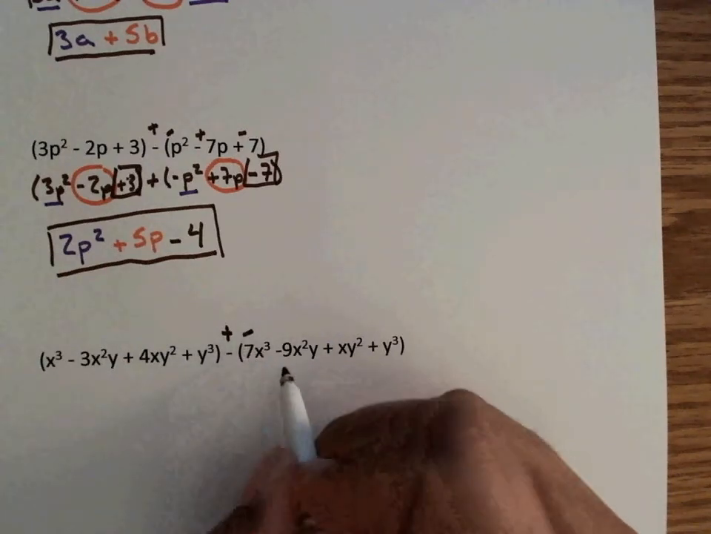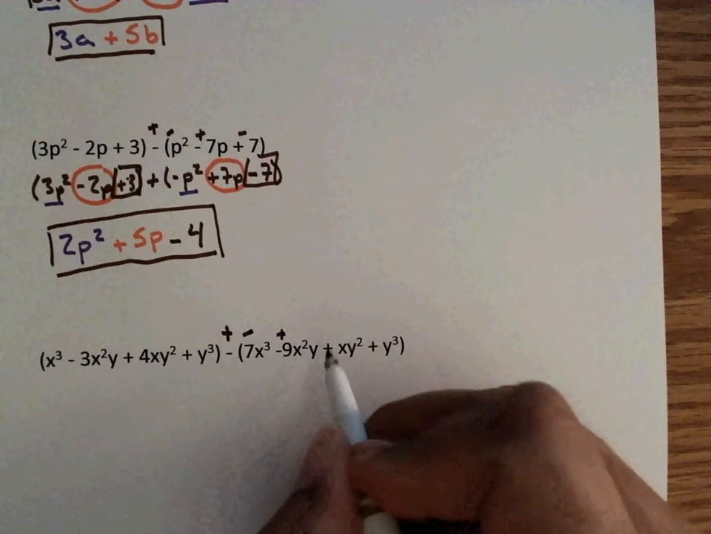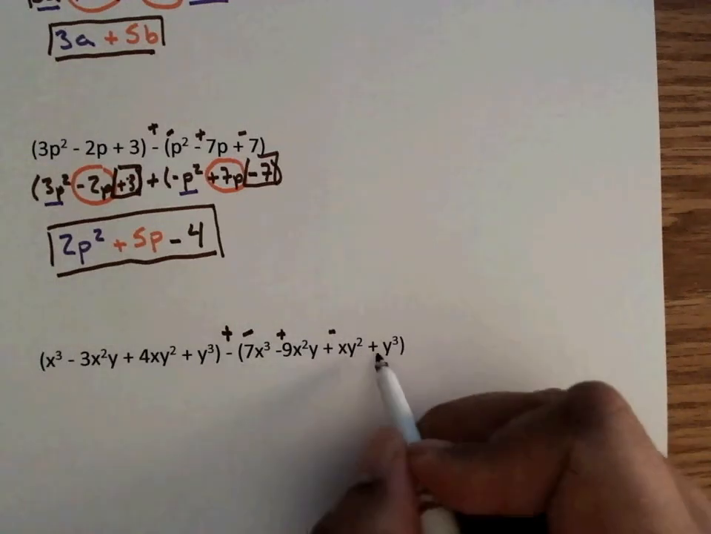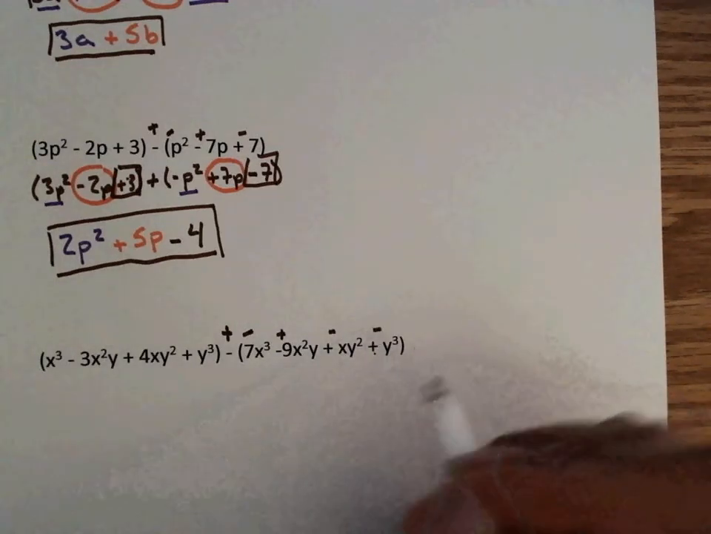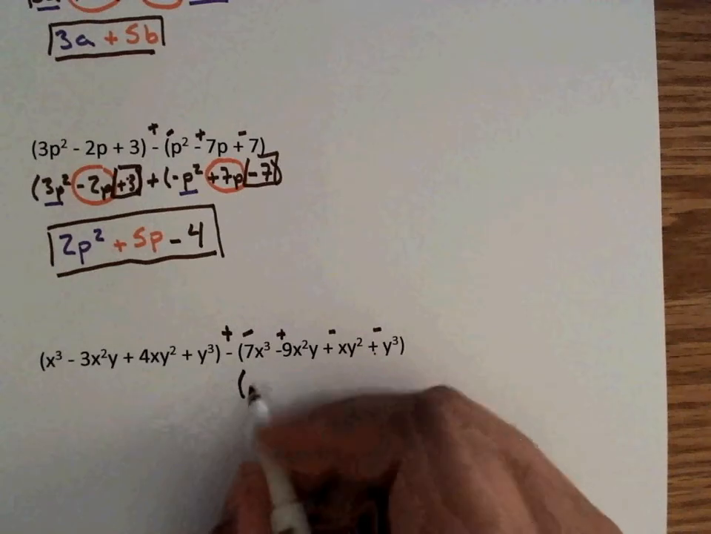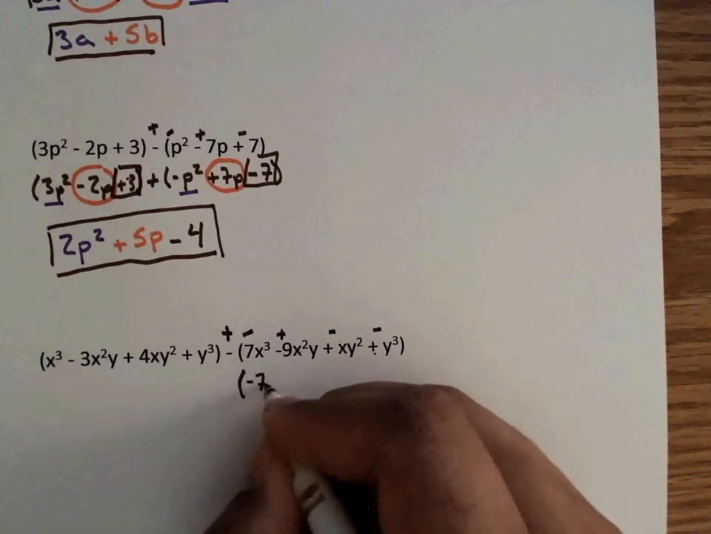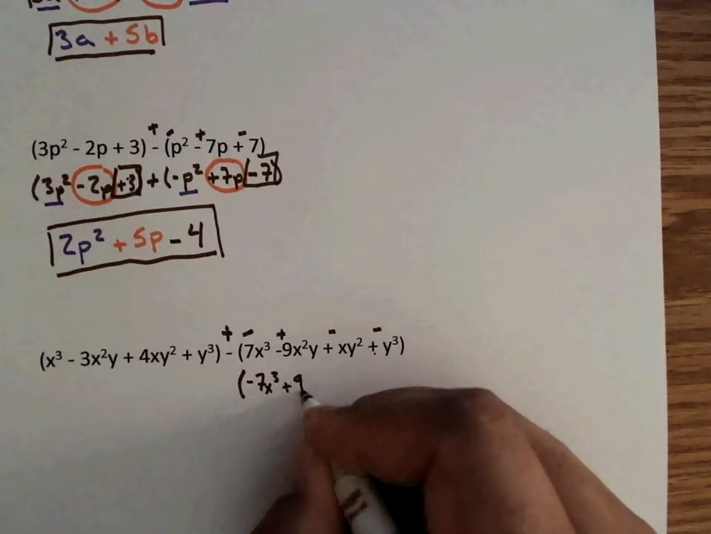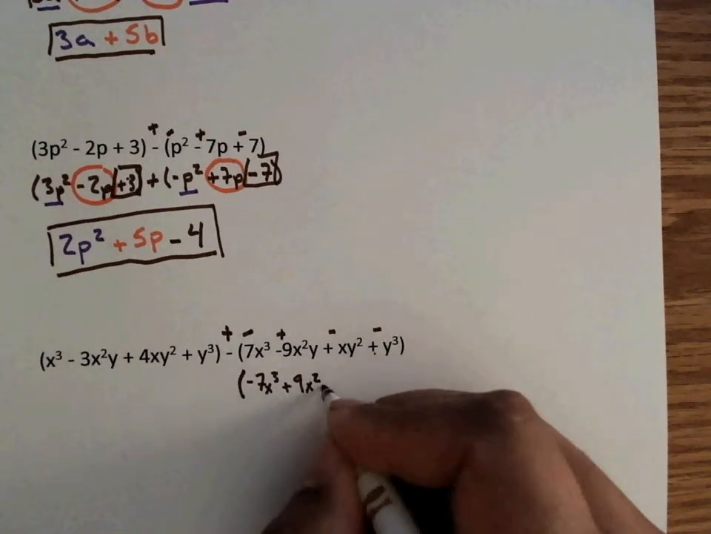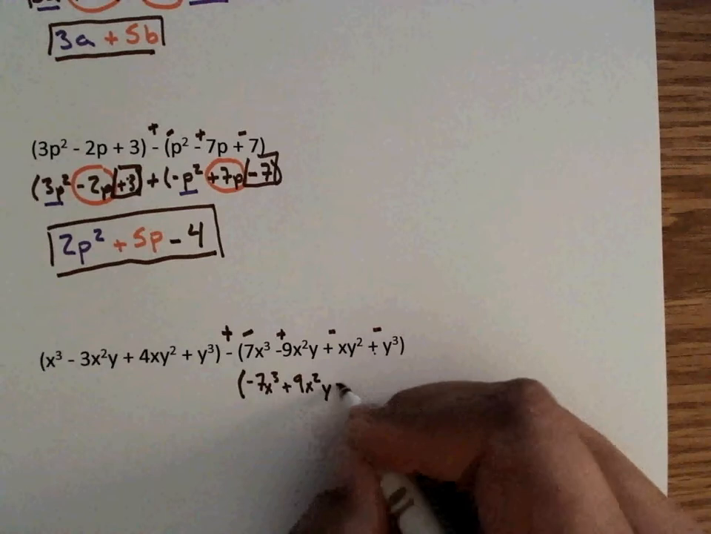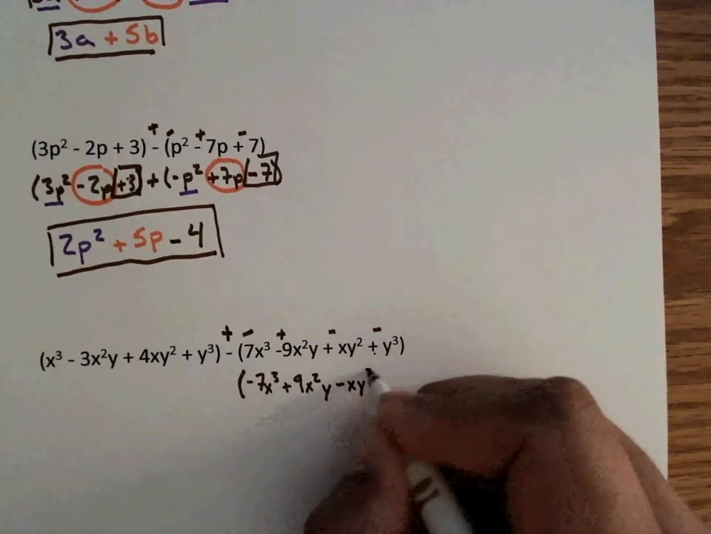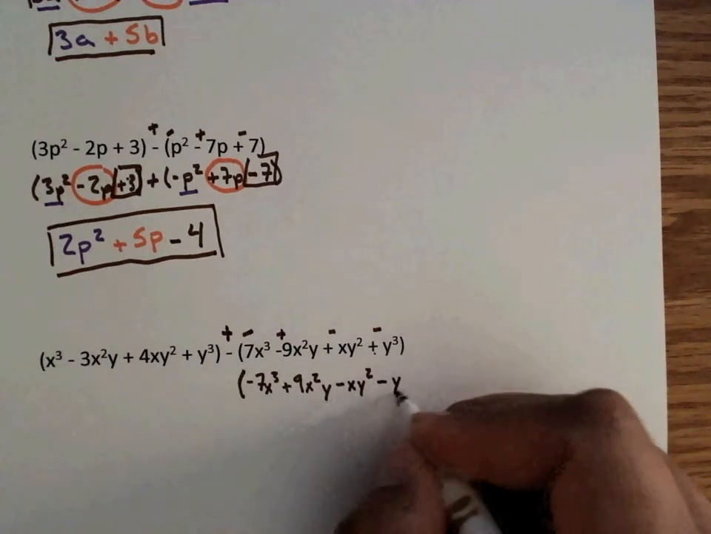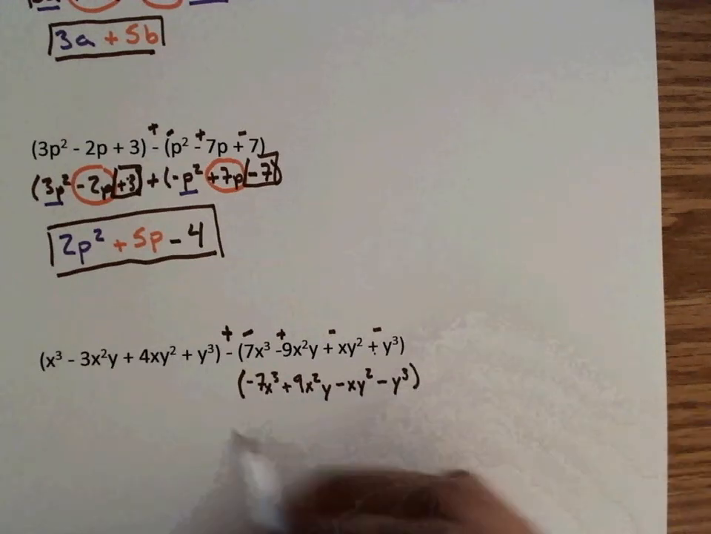So this is going to become a negative because that's positive. This is negative, so it becomes positive. This is positive, so it becomes negative. This is positive, so it becomes negative. So I'm going to rewrite that. So we have negative 7x to the third plus 9x squared y minus xy squared minus y cubed.